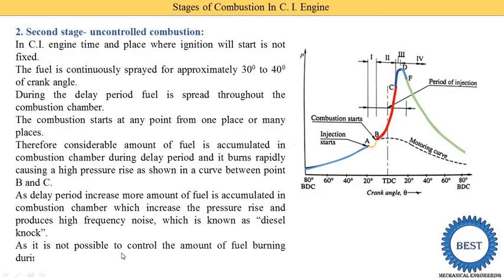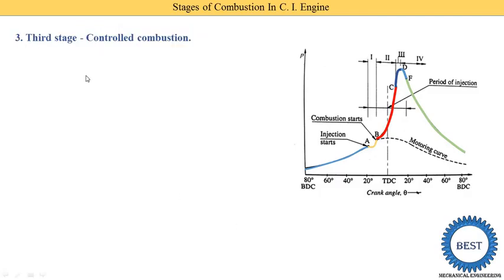As it is not possible to control the amount of fuel burning during this stage, it is known as uncontrolled combustion or rapid combustion, because the amount of fuel burning is not controlled by us. That's why it is known as uncontrolled combustion.